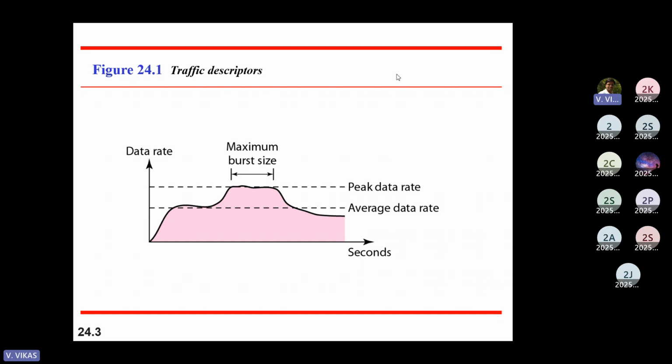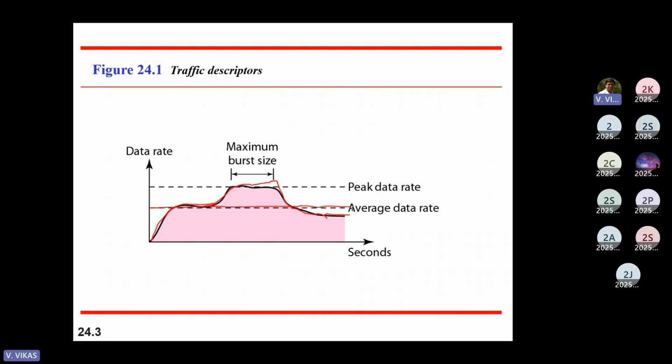Okay, then I have something called the peak data rate. In this diagram also you can see the variation. This line basically represents the complete data which we have generated over a period of time, and you can see the average requirement of the data rate is shown by this particular line.